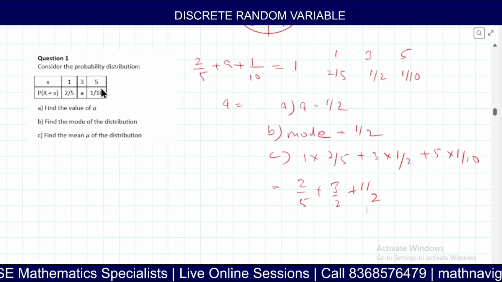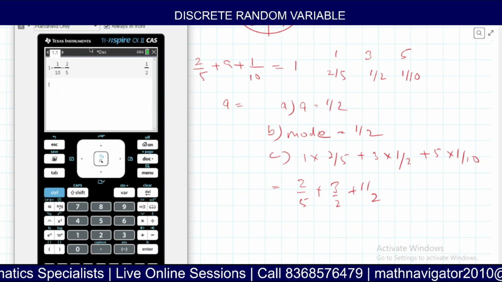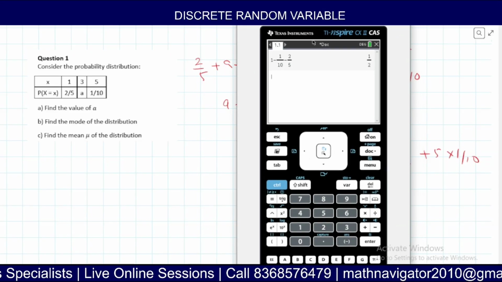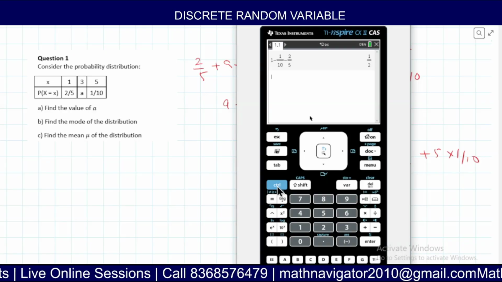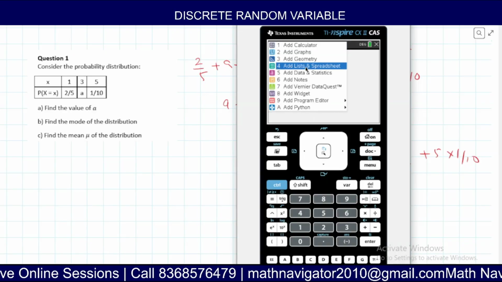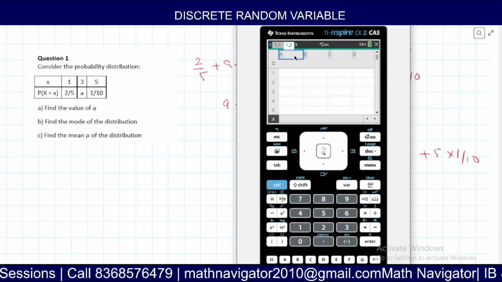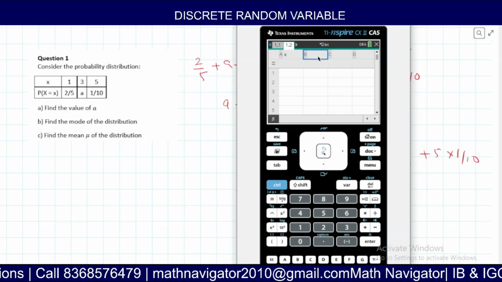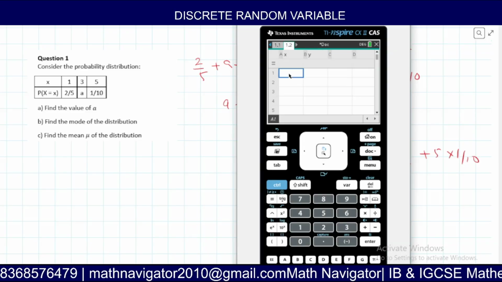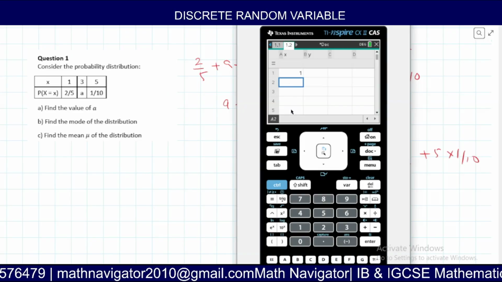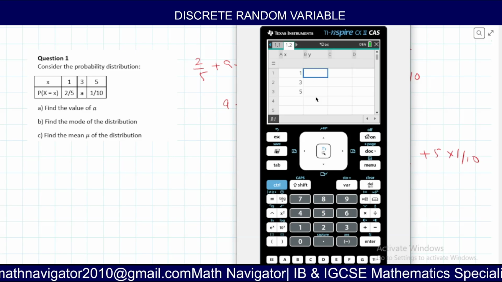You can do it directly by using the Excel sheet, right? So if this comes in the calculator exam, you can use this method as well. So I'll do it for you. First you have to add another thing, control I, add lists and spreadsheets. I'll call it X, I call it Y, and then I'll put the data 1, and then 3, and then 5, and I put this as a frequency.